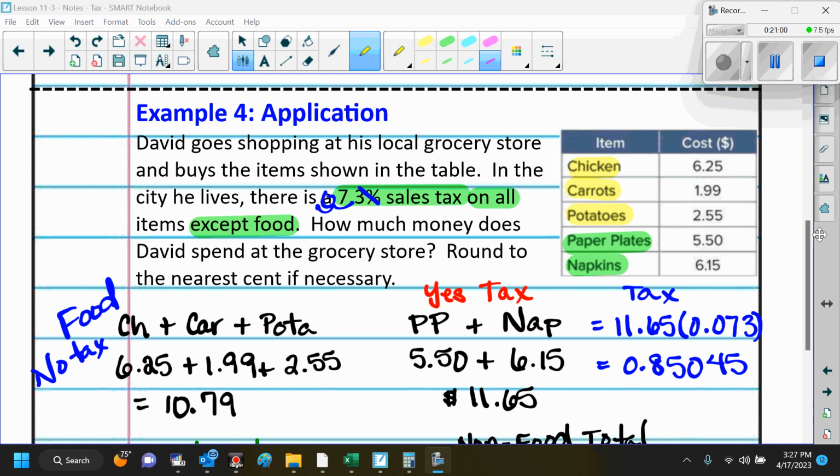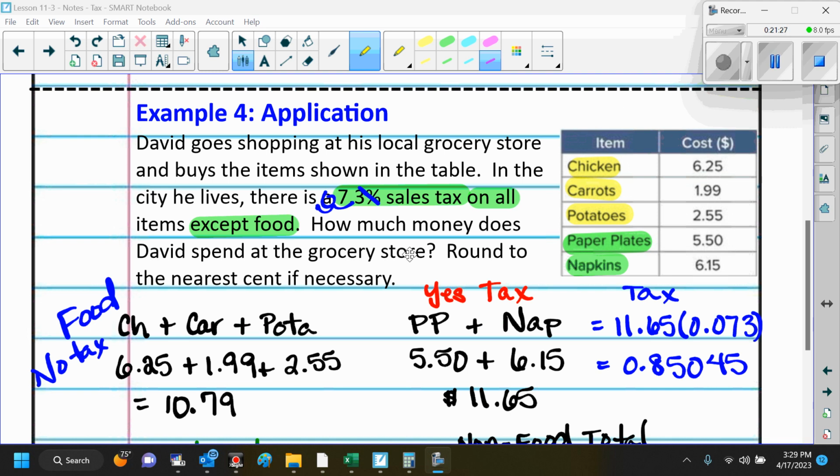All right, so example 4 is the application. It says David goes shopping at his local grocery store and buys the items shown in the table. In the city he lives, there is a 7.3% sales tax on all items except food. How much money does David spend at the grocery store? Round to the nearest cent if necessary.